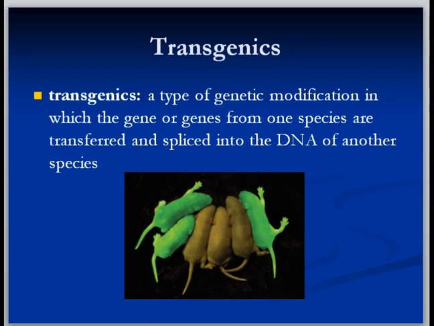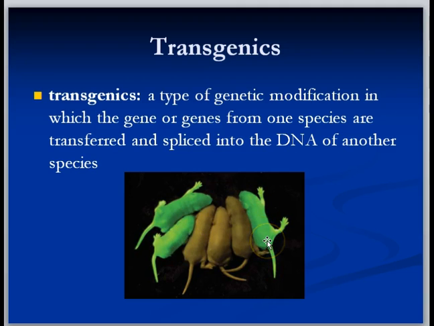Now, some cool science fiction-y kind of things that can be done with genetic technologies would be transgenics, where we can take genes from one organism and we can splice those genes from that one organism into a completely different organism. So again, the level of complexity in Science 30 is not the same as what we would have in Bio 30.